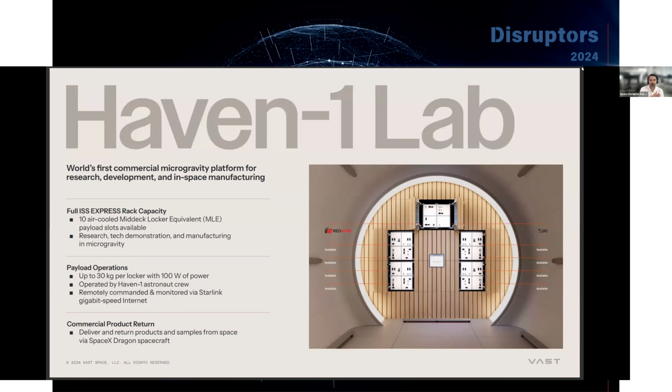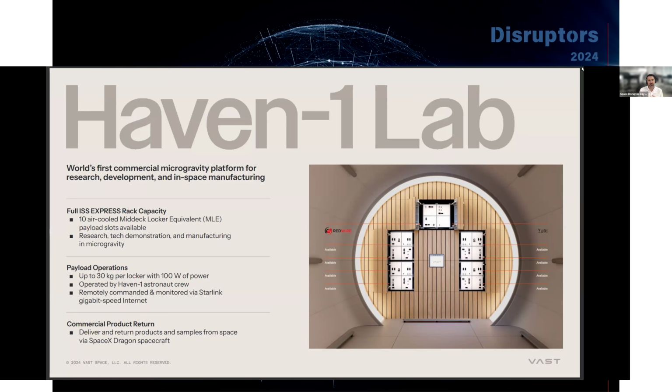So the Haven Laboratory, like I said, 10 mid-deck lockers. We have the ability to double up there too, so some of the payloads we're looking at are double mid-deck lockers as well. And we've kind of done it on a commercial partnership basis. We've announced our first 2 commercial partnerships, the first being Redwire and the next one, a European provider called Yuri. And then we have the next 4 reserved for other commercial partnerships as well.